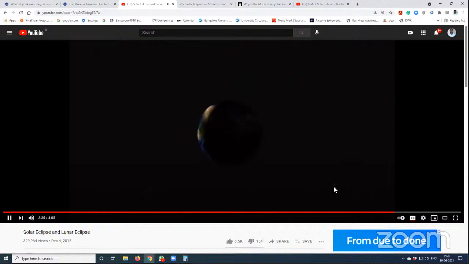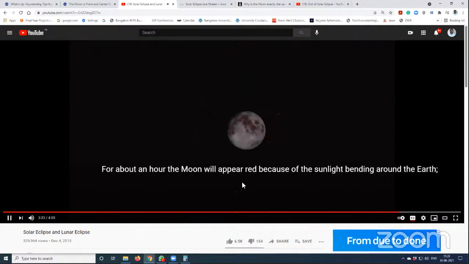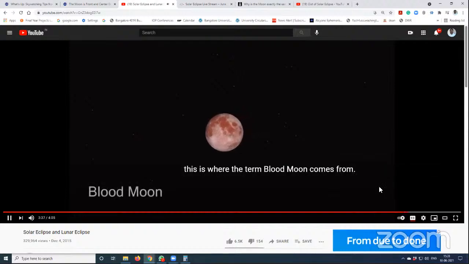For about an hour, the moon will appear red because of the sunlight bending around the Earth. This is where the term blood moon comes from.